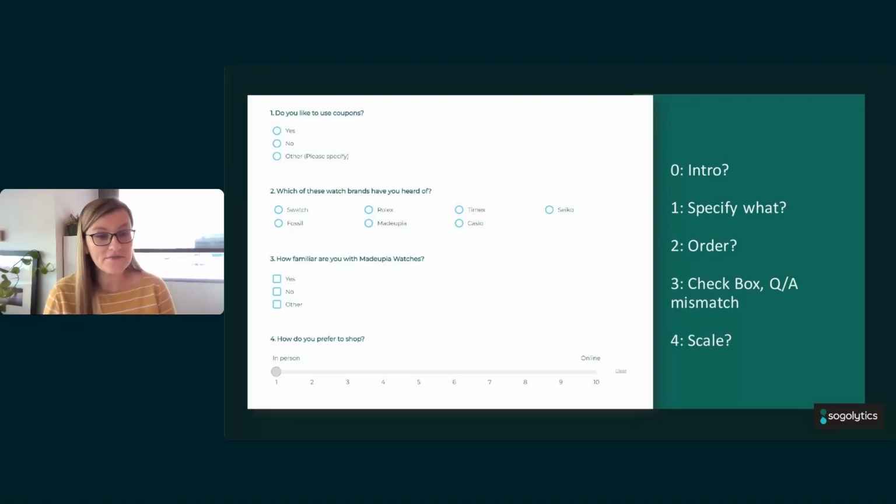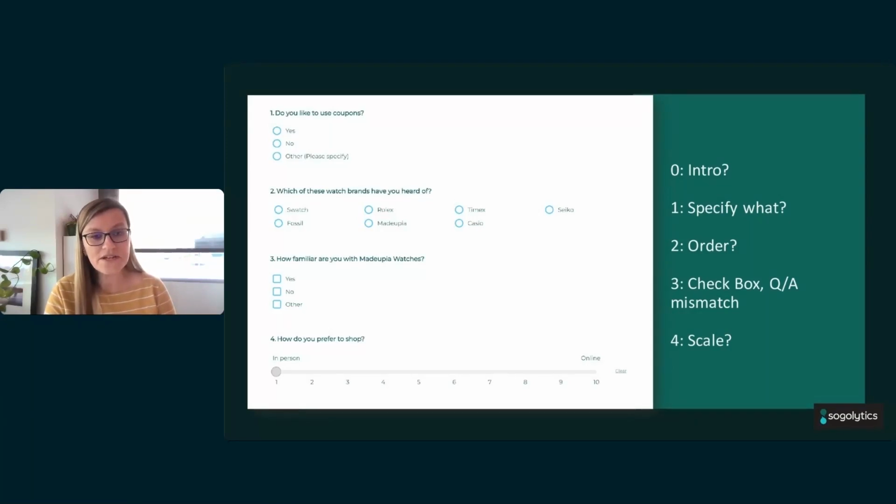Specify what, for number one, is a little bit of a strange one. It might be a yes or no question. It could have been, how likely are you to use coupons? But other begs the question, what is that other that we are specifying? A little bit weird. Number two, definitely agree with the feedback on the order. If there's not a reason, like chronological order, why you need to have it in a certain order, put it in alphabetical order. It makes it easier for people to understand.